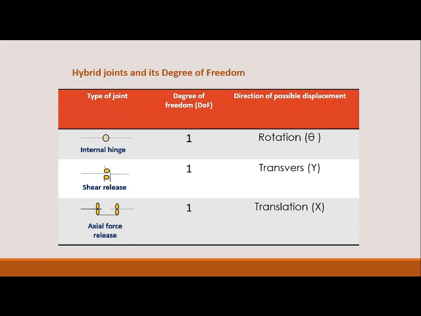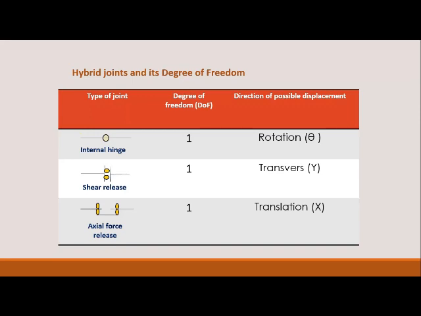We also consider different hybrid joints in the structural member, where different kinds of forces are released for a specific purpose to be served by the structure. So the first type is the internal hinge. We also call it a moment release.